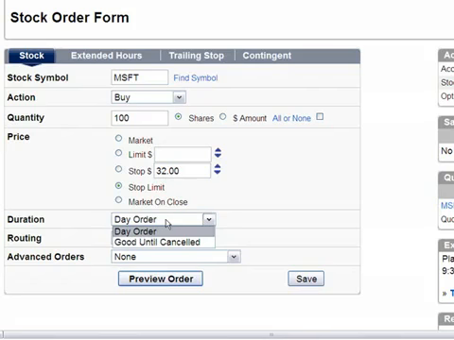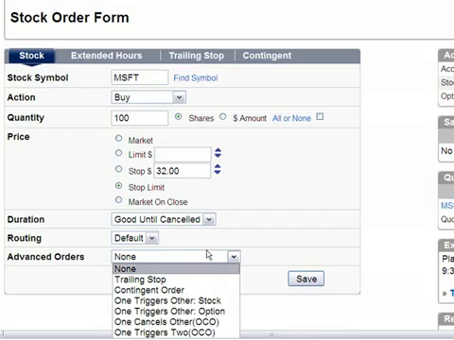Okay, now the next bit is I'm going to choose good until canceled, which means essentially this order will remain in place until I manually close it myself. We can leave that as the default. Advanced orders, again, I don't particularly use these. The first one says trailing stop, if you want to trail your stop loss automatically.